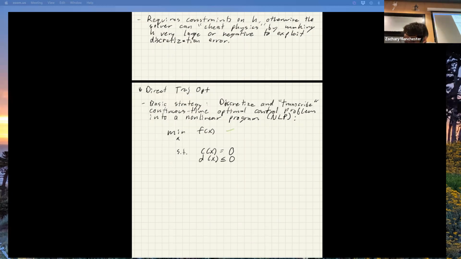Just some notes. This is called the objective function or cost function. Then these are, for us, the dynamics constraints and the equalities, maybe a goal constraint if you want, but generally this is where you're going to put the dynamics. And then here are maybe other constraints like torque limits, obstacles, that kind of stuff.